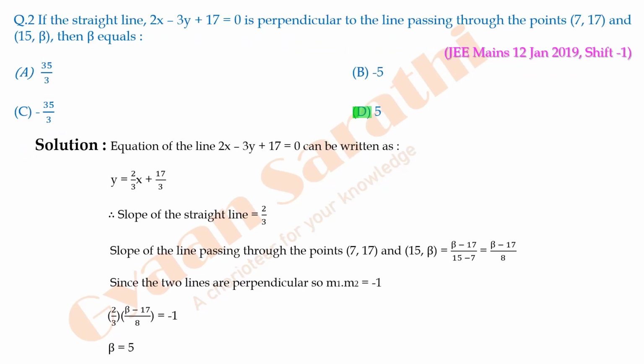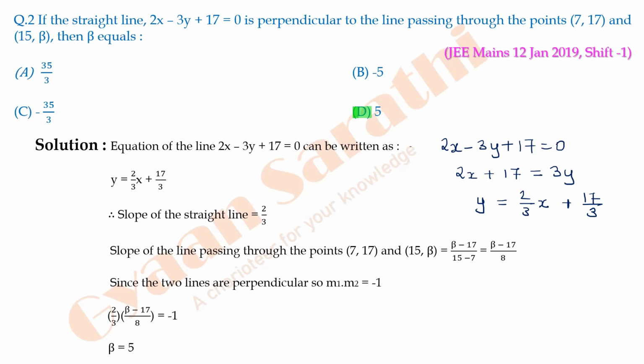So we have the equation of the line 2x minus 3y plus 17 is equal to 0. This can be written as y is equal to 2 by 3 x plus 17 by 3. Let me explain how I wrote this. In this one I have taken 2x plus 17 on the LHS and sent 3y to the other side. So y is equal to 2 by 3 x plus 17 by 3.